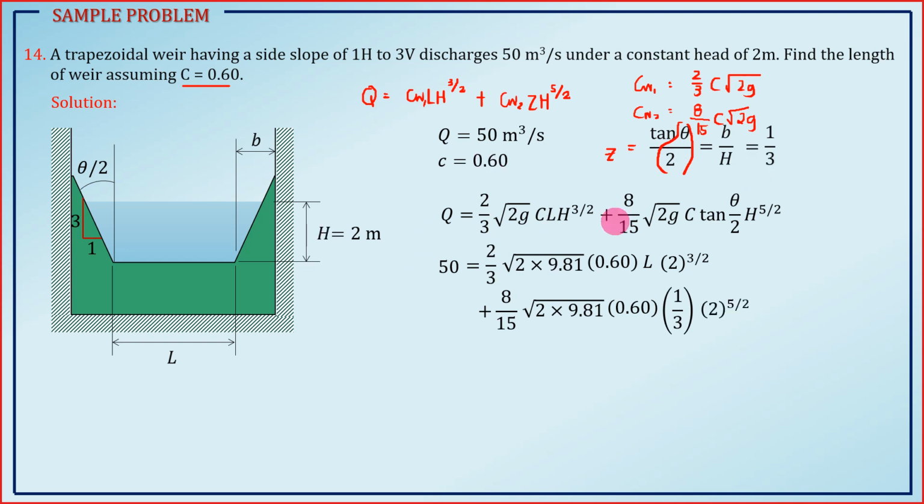So, in this equation the only unknown is L, and we can directly solve that. The value is 9.444 meters. So, this would be the answer for problem number 14.